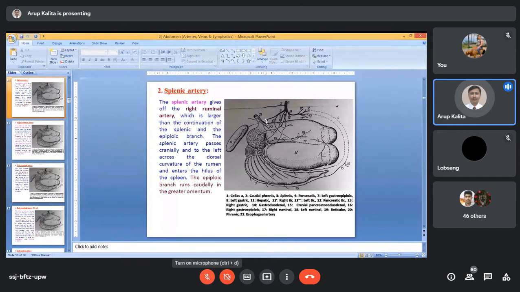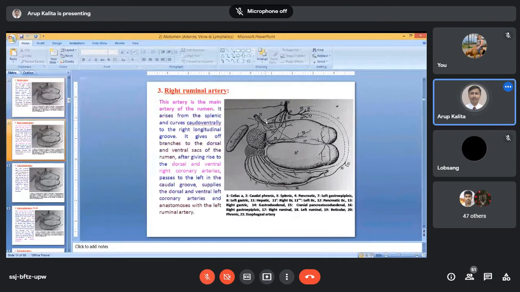So how many branches we have covered till now? Sorry, branches of the celiac artery. How many branches we have covered? 2. What are those? Hepatic and splenic. Okay. Number 3. Right ruminal artery.